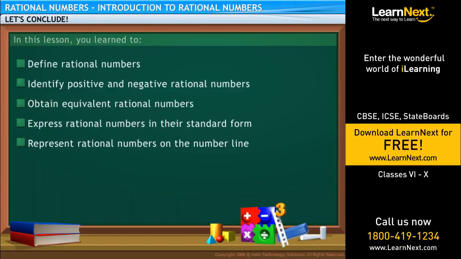This brings us to the end of the lesson on Introduction to Rational Numbers. In this lesson, you learned to define rational numbers. You also learned to identify positive and negative rational numbers, obtain equivalent rational numbers, and express rational numbers in their standard form. In addition, you also learned to represent rational numbers on the number line.